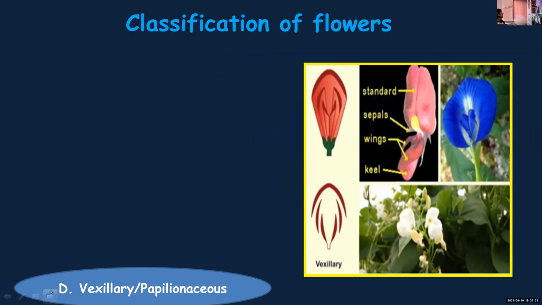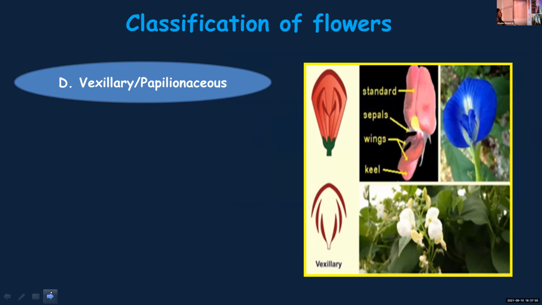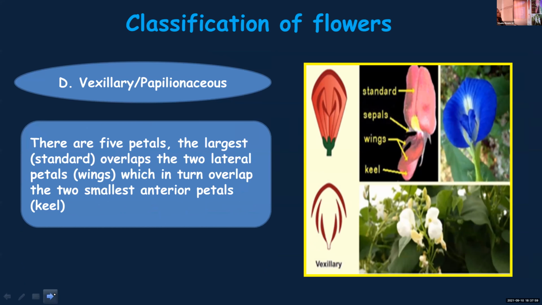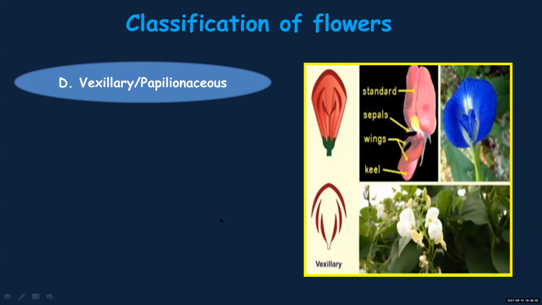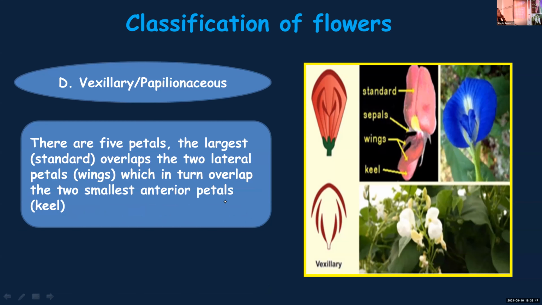Now we are moving on to the last one. Vexillary or papillonaceous aestivation, and this is found in pea, beans, etc. There'll be 5 petals altogether. Those flowers showing vexillary or papillonaceous aestivation are found in pea, beans, flowers of pea and beans. You can find this type of aestivation, and here there'll be 5 petals.